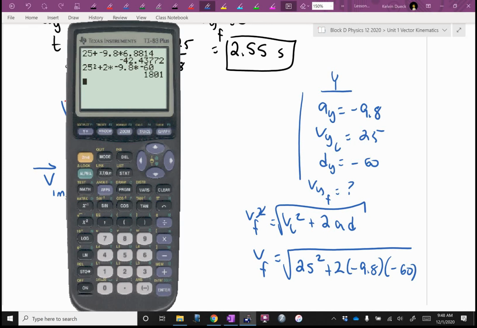I've seen that 1801 somewhere before. That's twigging my brain. Mr. Dewick, when we're doing this, are we actually doing the quadratic formula in steps without realizing it? Yeah. Who knew? Right, that was what was inside the square root before, wasn't it? I think. Do you get 42.438? Oh, look at that. I don't get the negative. Okay, I'll add it in.